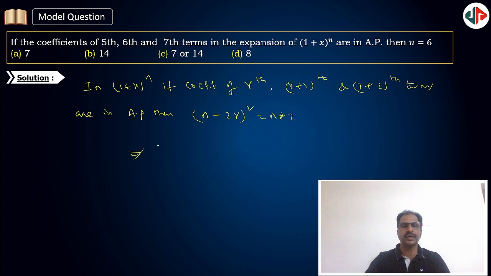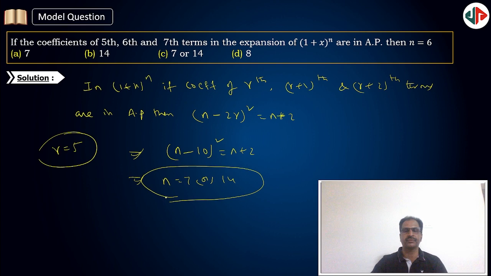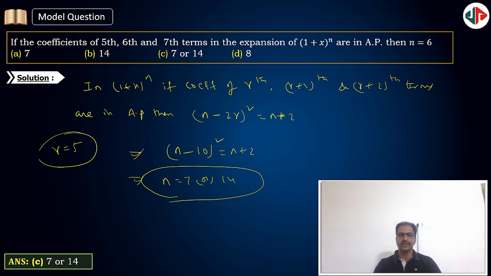Let us apply this formula. Here, the coefficient of 5, 6, 7 means r is equal to 5 for us. So (n minus 2 or 10) whole square is equal to n plus 2. You can solve this or you can do it by verification. By verification, the value of n is 7 or 14. 7 or 14 satisfies this. Option C. Or expand it, you get a quadratic equation, solve that quadratic equation, and find the values of n.